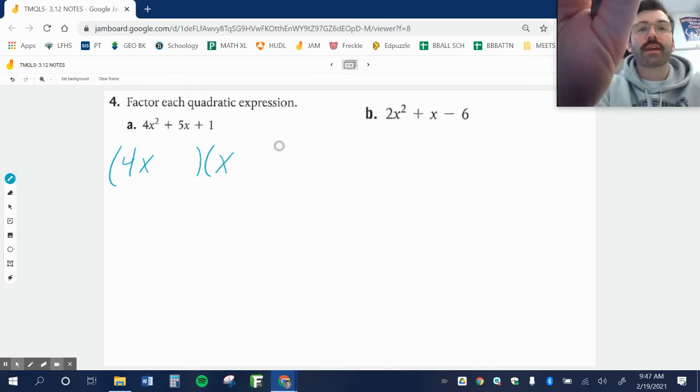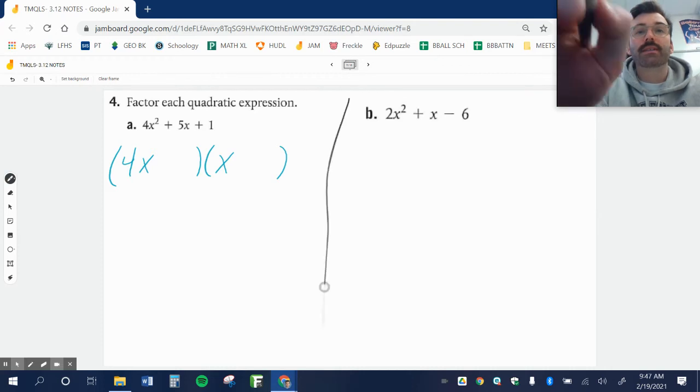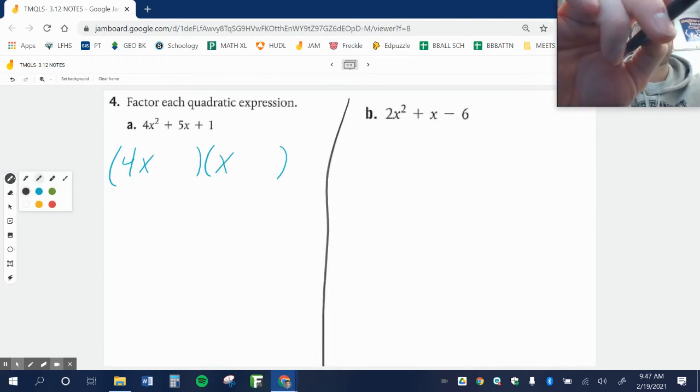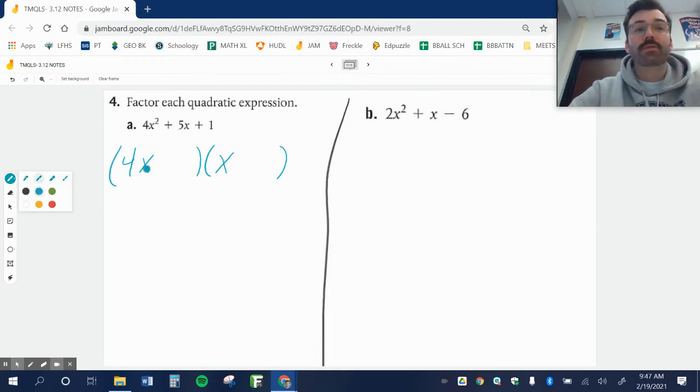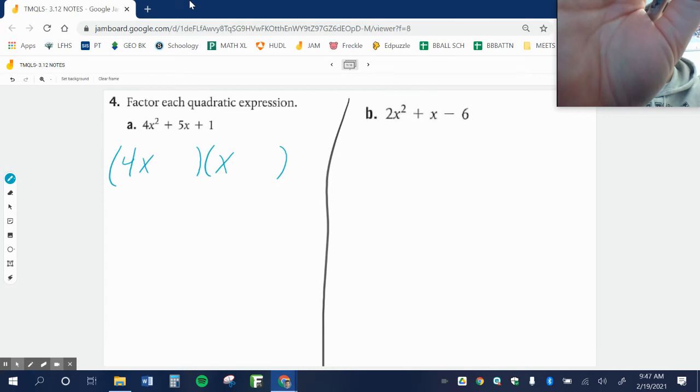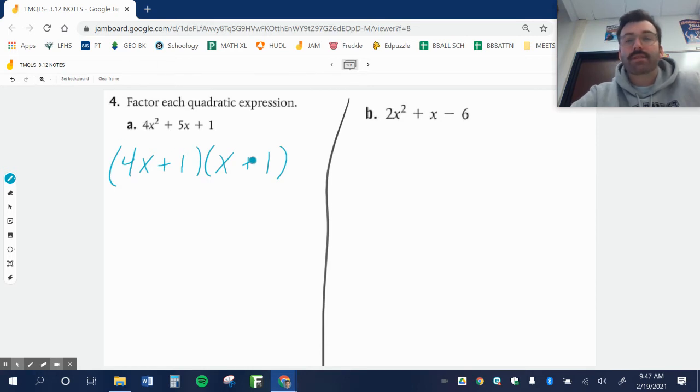Now the question remains, how come it's not 2 and 2? Well, I'm going to try the 4x and x first, and then if it doesn't work, then I'll go 2x and 2x. What do I mean by that? I need two numbers that are going to multiply to 1. Well, guess what? 1 is a prime number, so our life was so easy there. And this is actually factored. Like, this is it. Nothing else we can do.